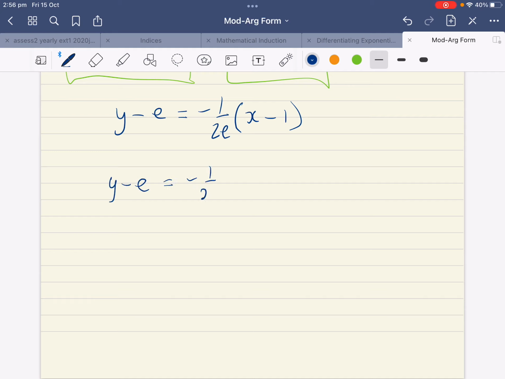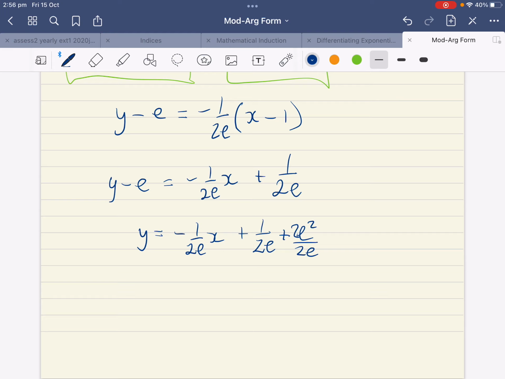Expand out the brackets. Two negatives make a plus. Take that negative e across. So it ends up just being 1 on 2e plus e. You can leave it like that if you wanted, this is actually correct. Alternatively, if you want to simplify it a little bit, you could put this over 2e as well.